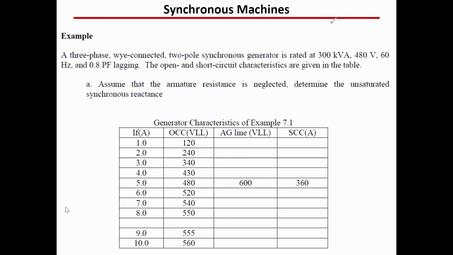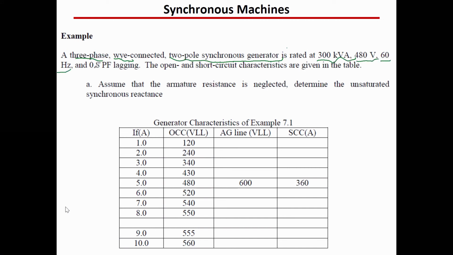Just an example to digest all of these concepts. We have a three-phase Y-connected two-pole synchronous generator rated at 300 kVA, 480 volts, 60 hertz, 0.8 power factor lagging. So we know the meaning of all of these values now. The open circuit characteristics are given in the table. You have the table and you have the IF. When you change IF from 1 to 10, you have the open circuit voltage. It's going to be line to line because it's between the two terminals. So we record the voltage from 120 to 560.